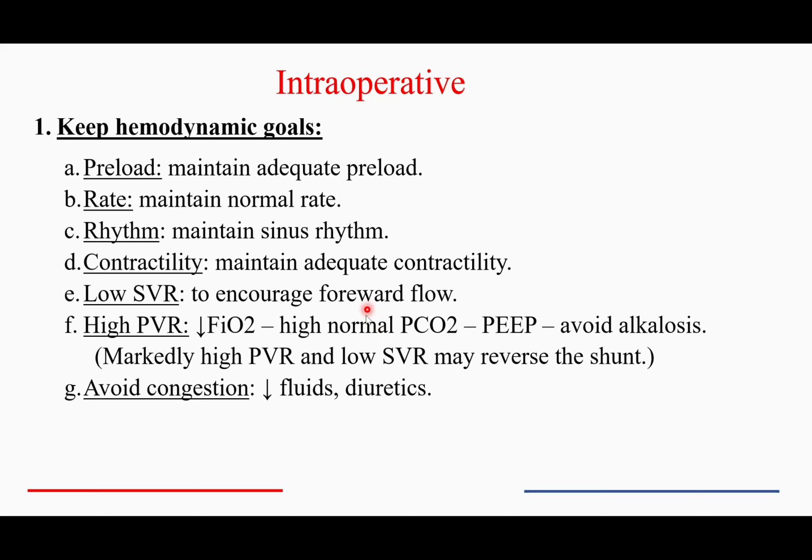towards hypercapnia. We put PEEP in the ventilator, avoid alkalosis. If we are aggressive, the shunt may reverse. Avoid the congestion, so decrease fluids, and these patients are usually on diuretics.